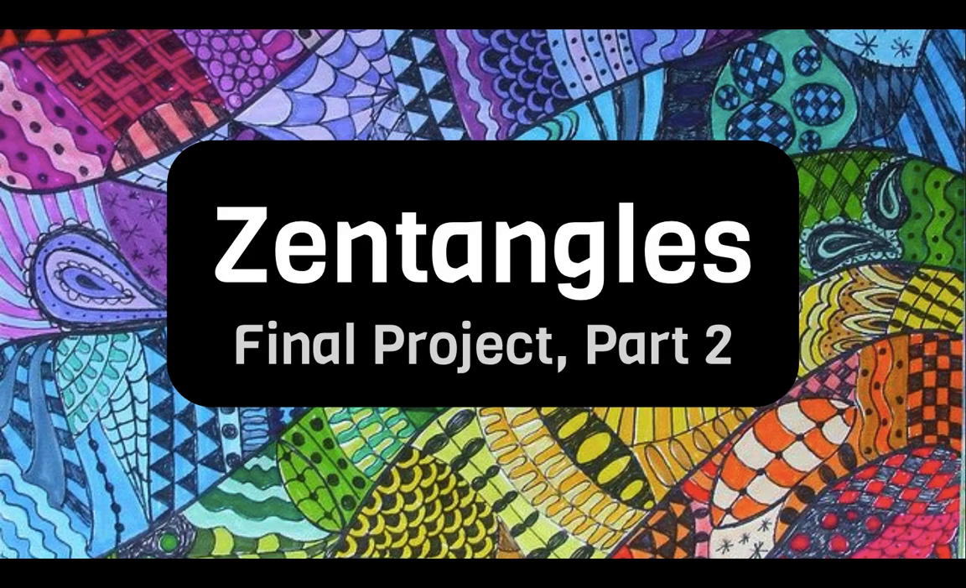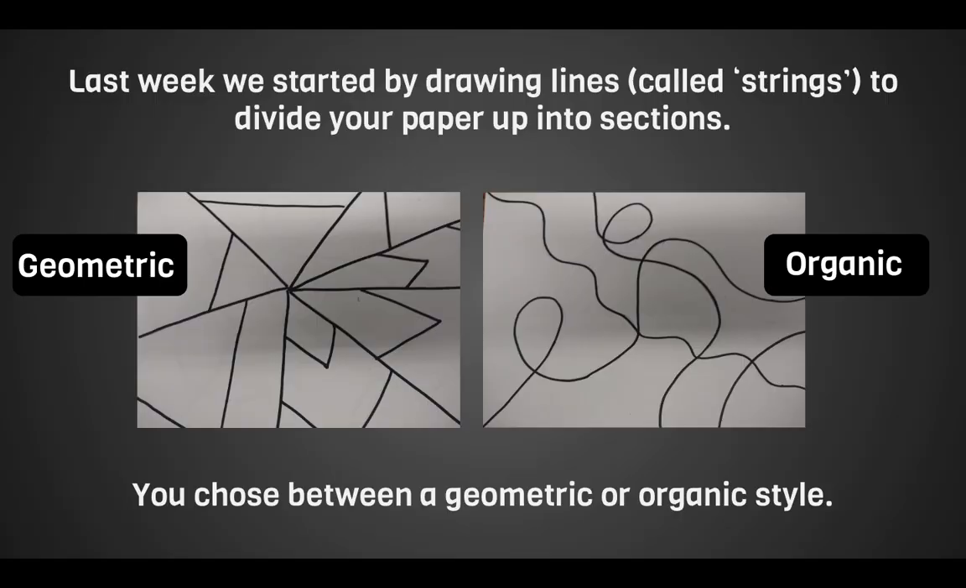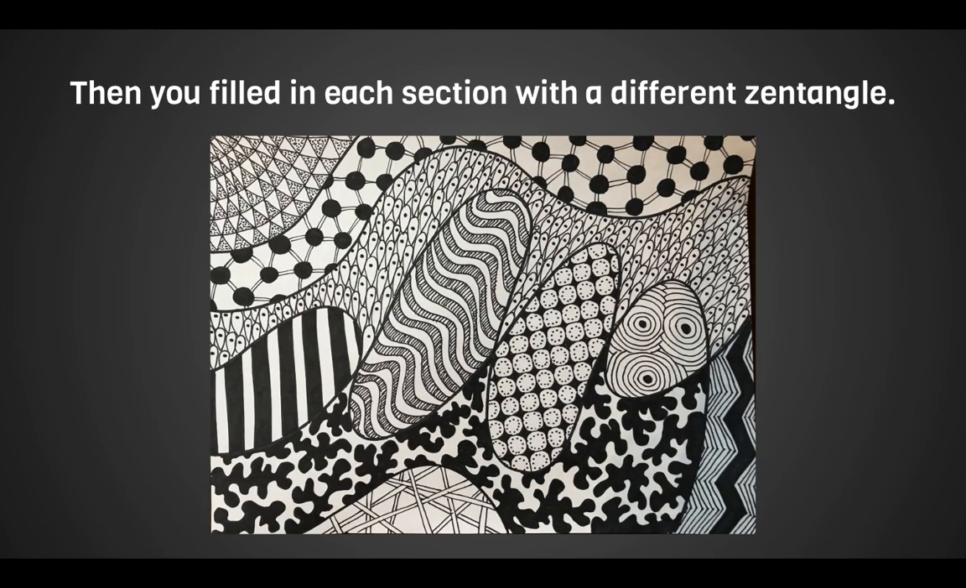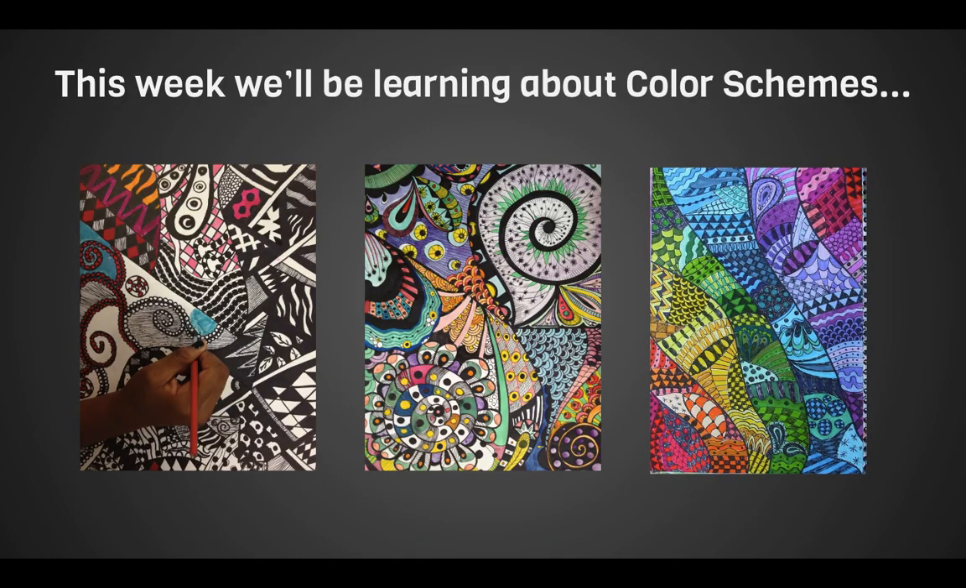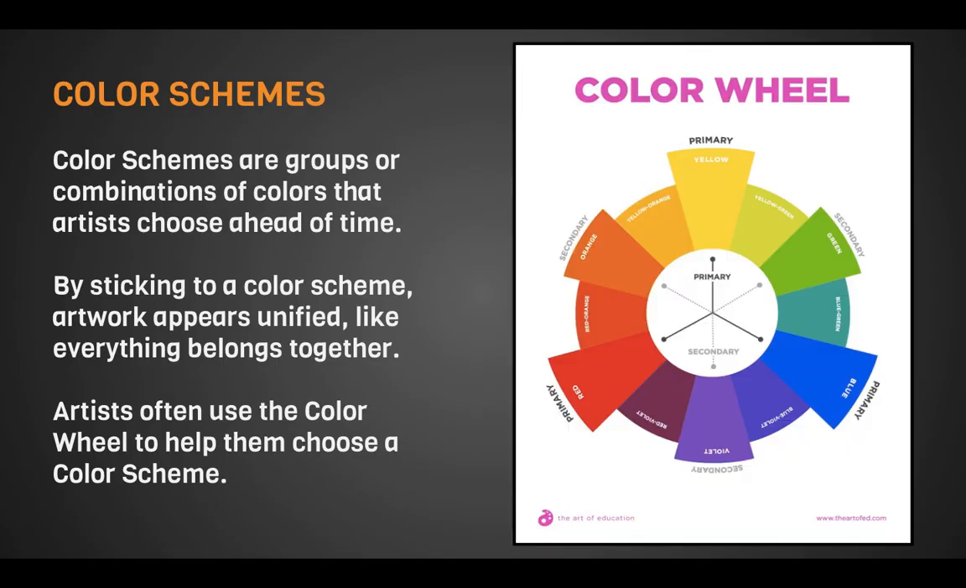Here we go. Zentangles, the final project, part 2. Last week we started by drawing lines, called strings, to divide your paper up into sections, and you chose between a geometric or organic style. Then, you filled in each section with a different Zentangle. This week we'll be learning about color schemes.